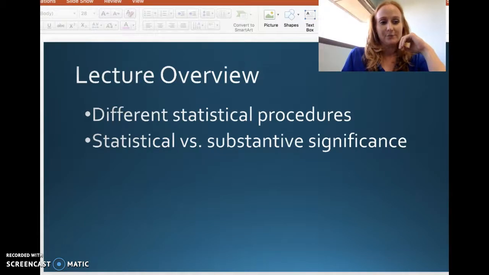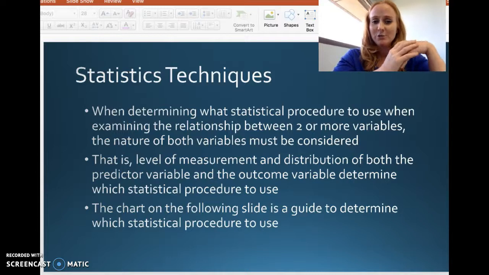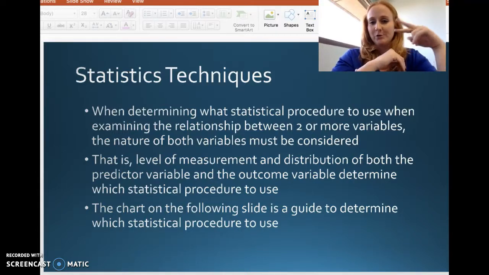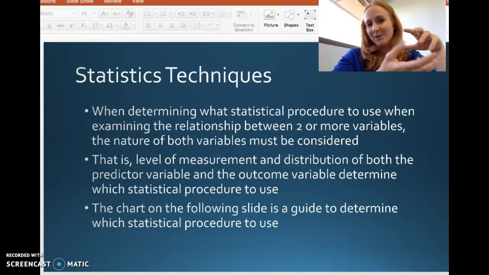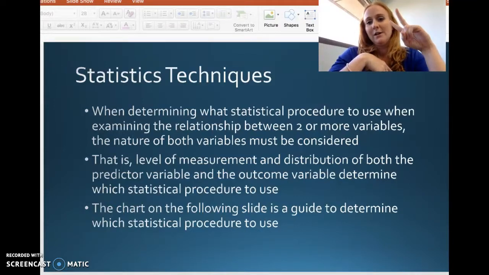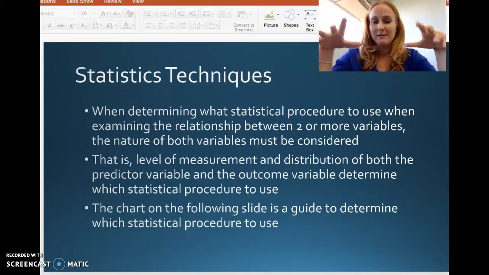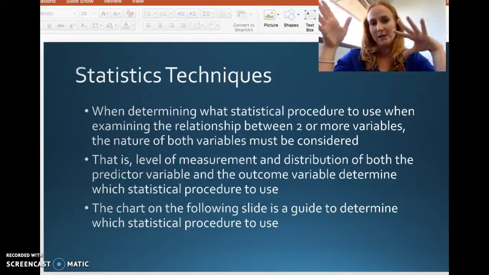Okay? So, just by way of background, when determining what statistic to use, and you're examining the relationship between two or more variables, you have to look at the nature of both variables to know what you can run on it, because it has different properties, and there are certain tests that have requirements that need to be met, and it's going to look for data with those certain properties to see if it'll work, okay, because there are different little mathematical requirements. So that is level of measurement: nominal, ordinal, interval ratio. We're going to talk about that again.